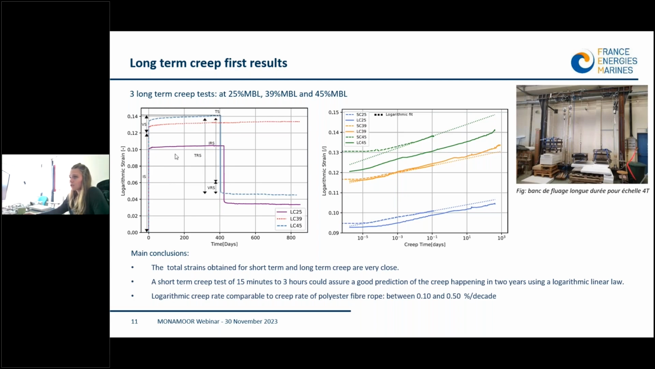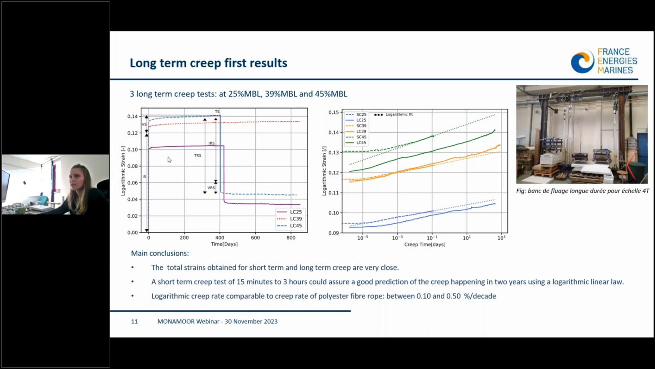So those data are precious. As you can see, the creep and recovery test lasted more than 2 years, so 800 days. Those are very precious data. And we have tested 3 different loadings: 1 creep at 25% of the MBL of the subgroup, 1 creep at 39% of MBL, and another one at 45% of MBL.